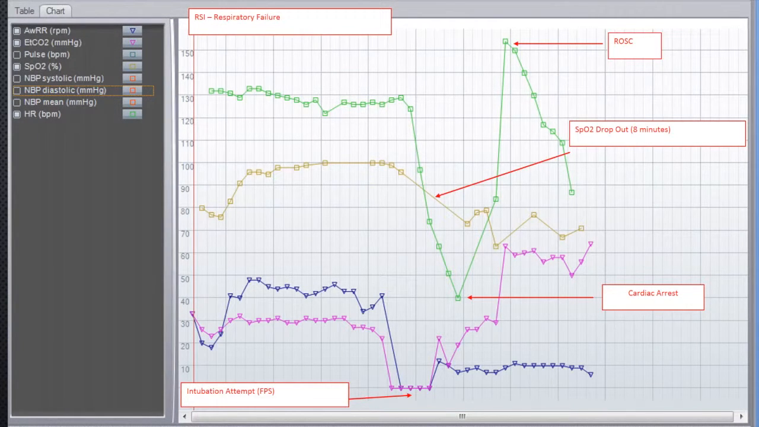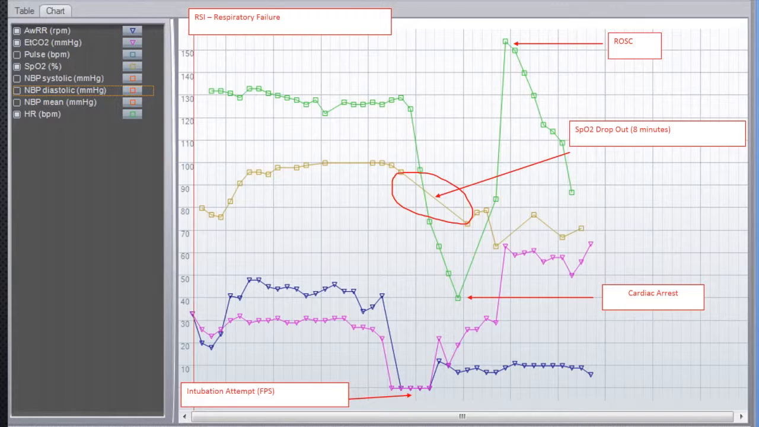Here we have a patient with respiratory failure. SATs start in the 80s, drop into the mid-70s. We get it back up to 100. And then we do our intubation. This is 8 minutes worth of data dropout, so we don't know where this actually was.